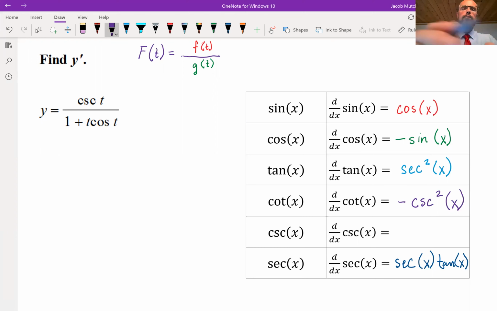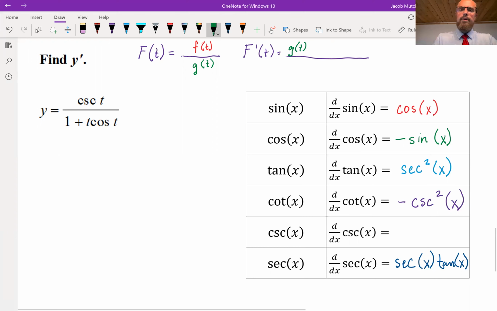If I took the derivative of that quotient, so the derivative of big F of t, what that would equal is another fraction that would start with the original denominator g of t times the derivative of small f of t, minus original small f of t times the derivative of small g of t, all over the original denominator g of t squared. So that's my rule.